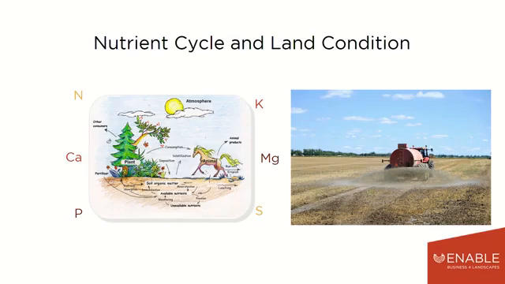The conditions of the nutrient cycles can be measured by determining the amount of organic matter and nutrients in the soils and comparing this amount to what should be there under pristine conditions.